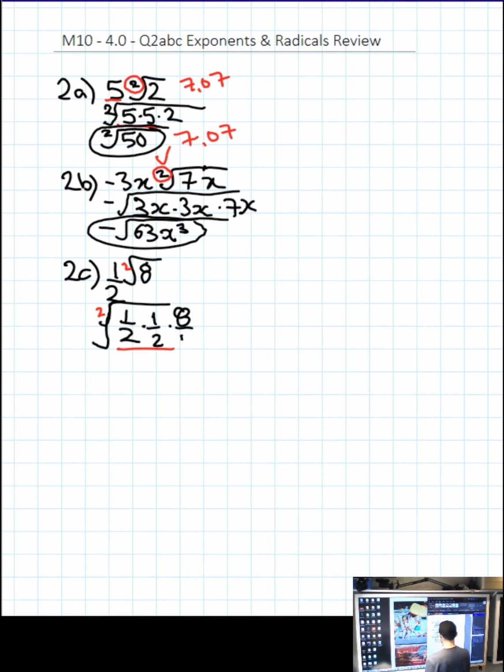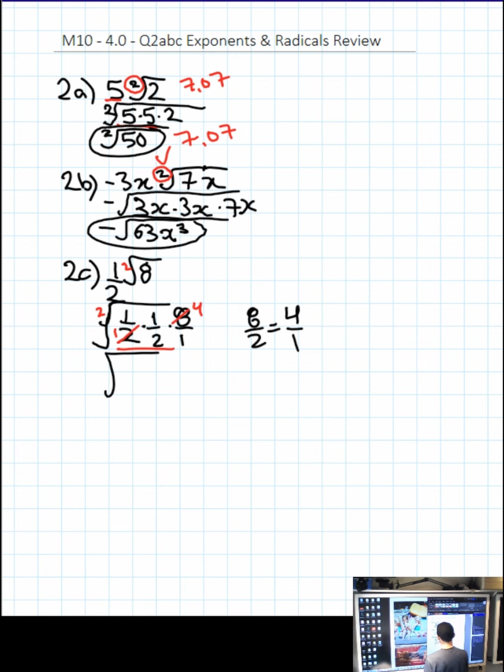So the 8's over 1. So that's going to be the square root. If we multiply the tops, 1 times 1 times 1 is 1 times 1 times 8 is 8, and 2 times 2 is 4. Now we can actually cross cancel. So if we divide the top and bottom by 2, we can cancel a 2 and say 1, and we can cancel an 8 and say 4, because 8 over 2 equals 4 over 1.